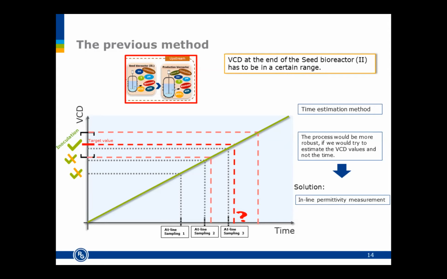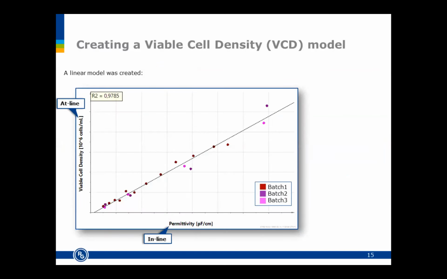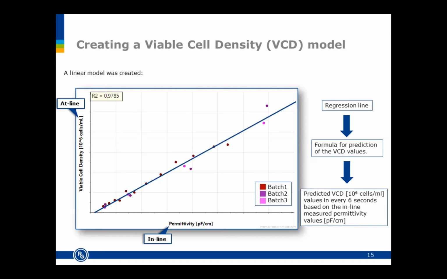Next, I would like to talk about our current solution in more detail. Using the inline measured values of the sensor and the data of the at-line reference equipment, a linear model was created. A linear regression line was fitted to our data, which resulted in a formula. That formula can be used for the prediction of the VCD values. So from the inline measured permittivity values, we can estimate the current VCD values every 6 seconds.